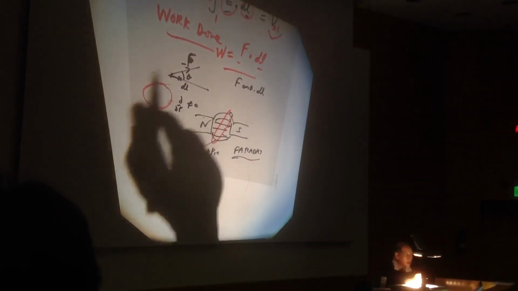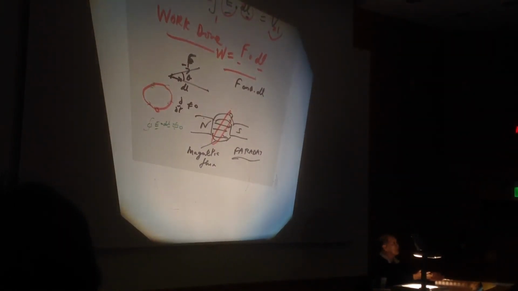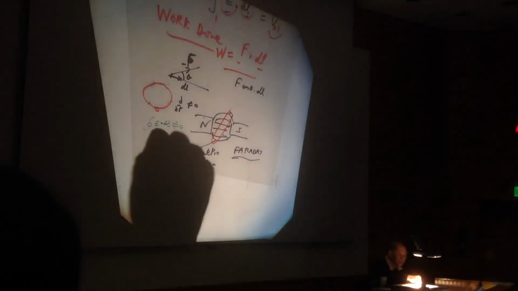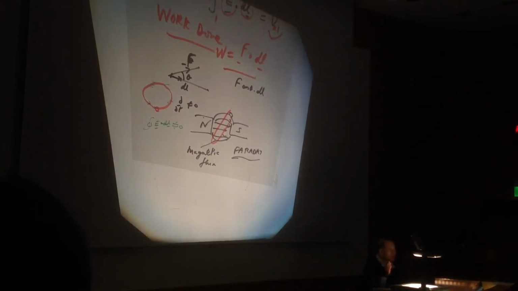If d by dt is zero, the loop just remains the same and nothing happens. If there is no time variation, the loop just sits like this, nothing happens, and you are back to zero. So you move it, meaning you are changing with time, and he has to add some energy from himself, in his hand. Therefore, E dot dl for a time-varying magnetic field is not zero.